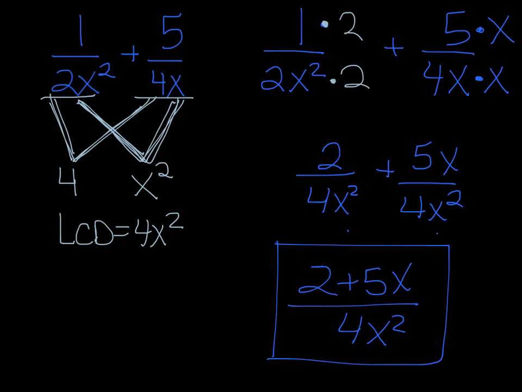And then you've got to remember, we can't divide by 0, so therefore x cannot be, in this case, 0. Because if x was 0, then our denominator would be 0.